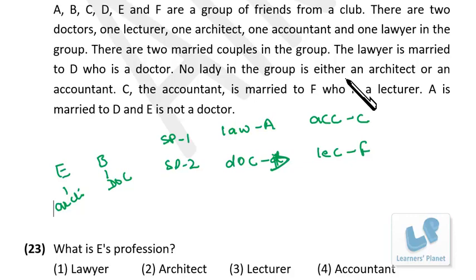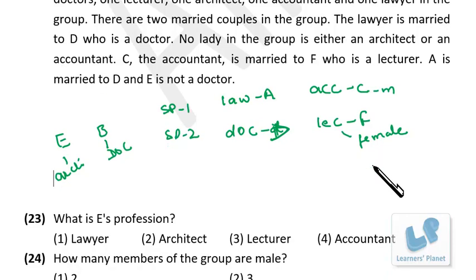No lady in the group is either an architect or an accountant. That means accountant is not female, that means accountant is male. Right, that means lecturer is female because they are husband and wife. Okay, now what is E's profession? E's profession is architect. How many members of the group are male?